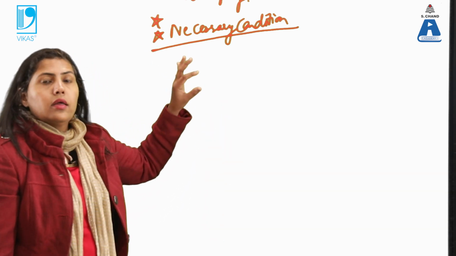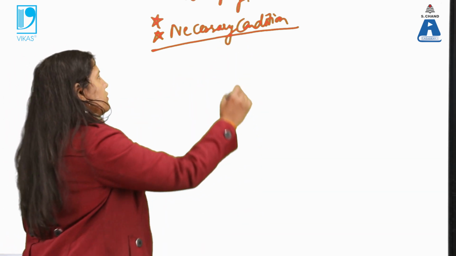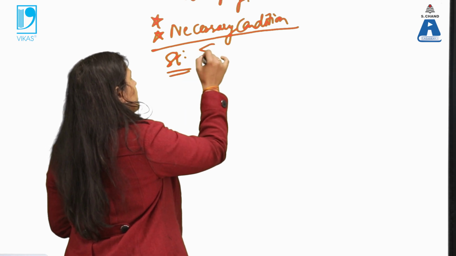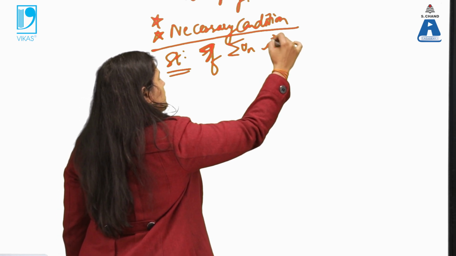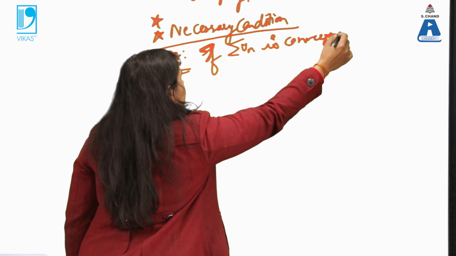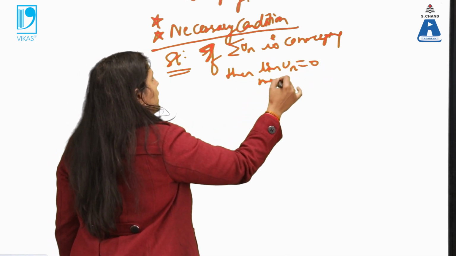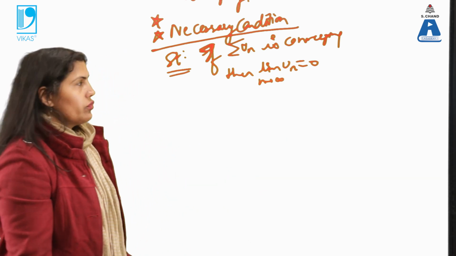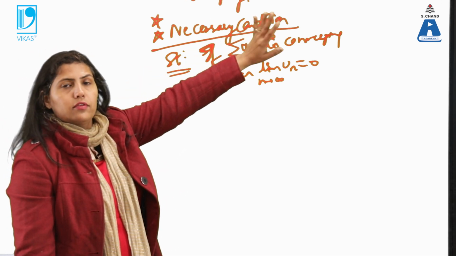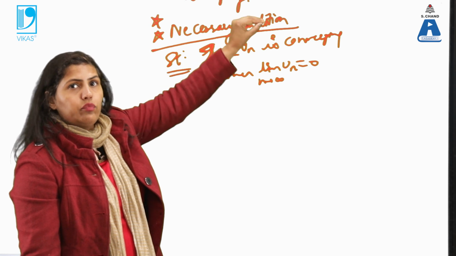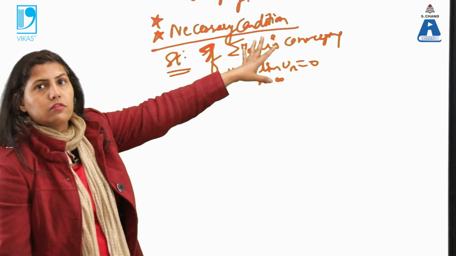If you are reading the series concept, this necessary condition you must be knowing, and it states that if summation un, the series, is converging, then limit un will be 0. It is only a necessary condition, it is not sufficient. What does it state? It states that if you already know your series is converging, the nth term limit will be 100% 0. So this is the necessary condition.